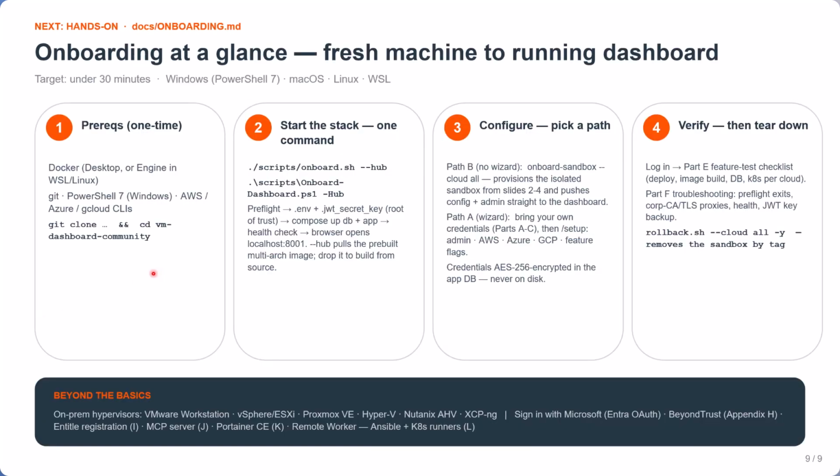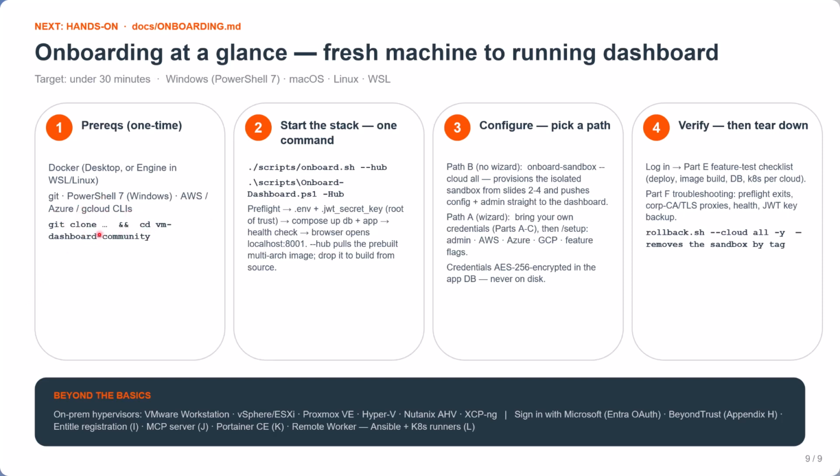So let's talk about onboarding using that dashboard. So we do have to have some prereqs in place. We need Docker. The container app is a container that resides inside of Docker. And there's really two approaches that we can take. For all the sandbox scripts, we are going to need these different prerequisites. So Git, PowerShell 7 if we're running on Windows, AWS, Azure, and the gcloud CLIs.